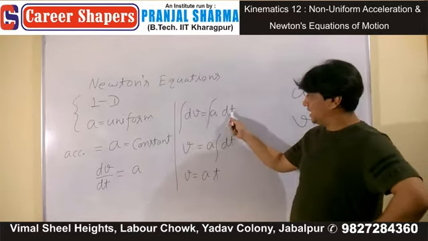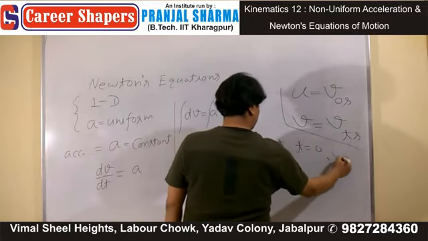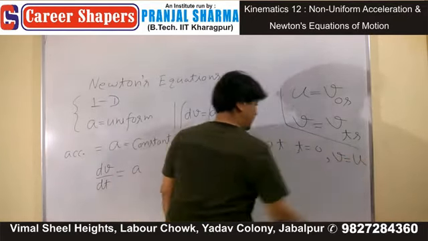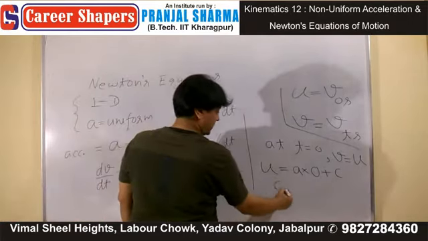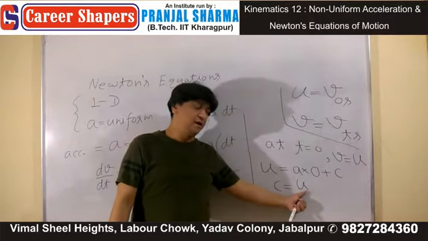But we have been told that at t equals 0, v has a name. And what is that name? u. At t equals 0, v will be called what? u. If you say that at t equals 0, v is going to be called u, this v is u when time is 0. a multiplied by time, but time is 0, plus c. This gives us c as what? u. We have found constant of integration u.